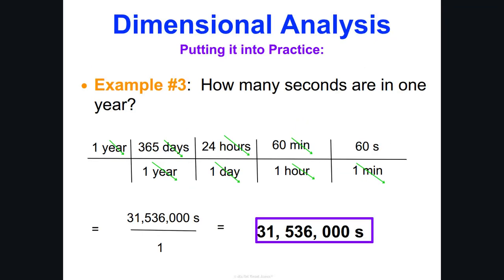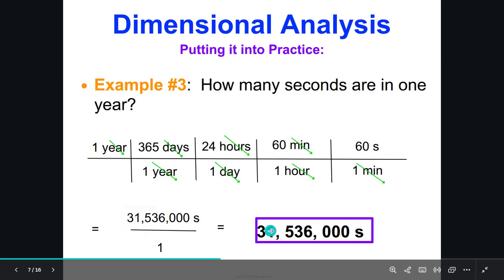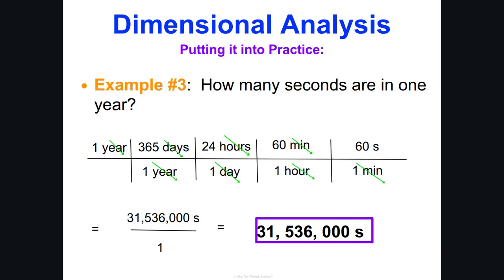My minutes cancel out. So now all I have to do is multiply everything across the top. 1 times 365 times 24 times 60 times 60 gives me 31,536,000 seconds. Now I multiply everything across the bottom. 1 times 1 times 1 times 1 gives me 1. We divide. So in 1 year, there are 31,536,000 seconds.